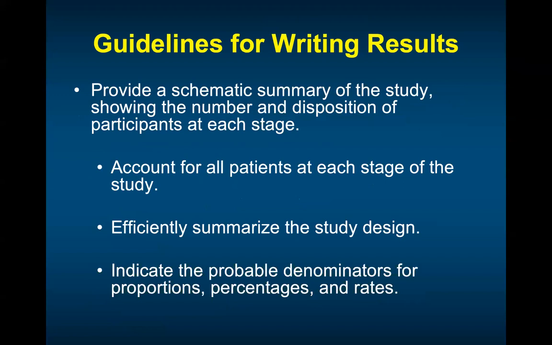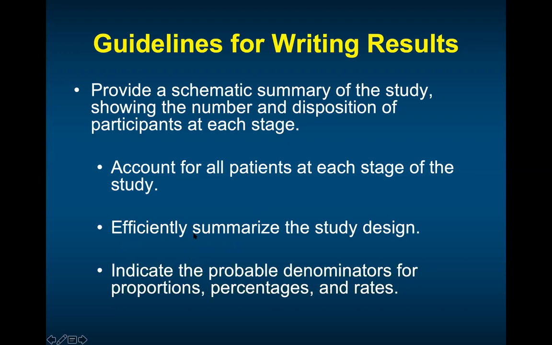In writing results, the results should give me a clear idea about what happened in the study. So provide a flow diagram, a CONSORT diagram, especially for a randomized controlled trial, of the patient flow in each stage of the study. How many patients were screened? How many were excluded? How many were randomized? How many were in this arm? How many were followed up to the end? How many were lost to follow-up?